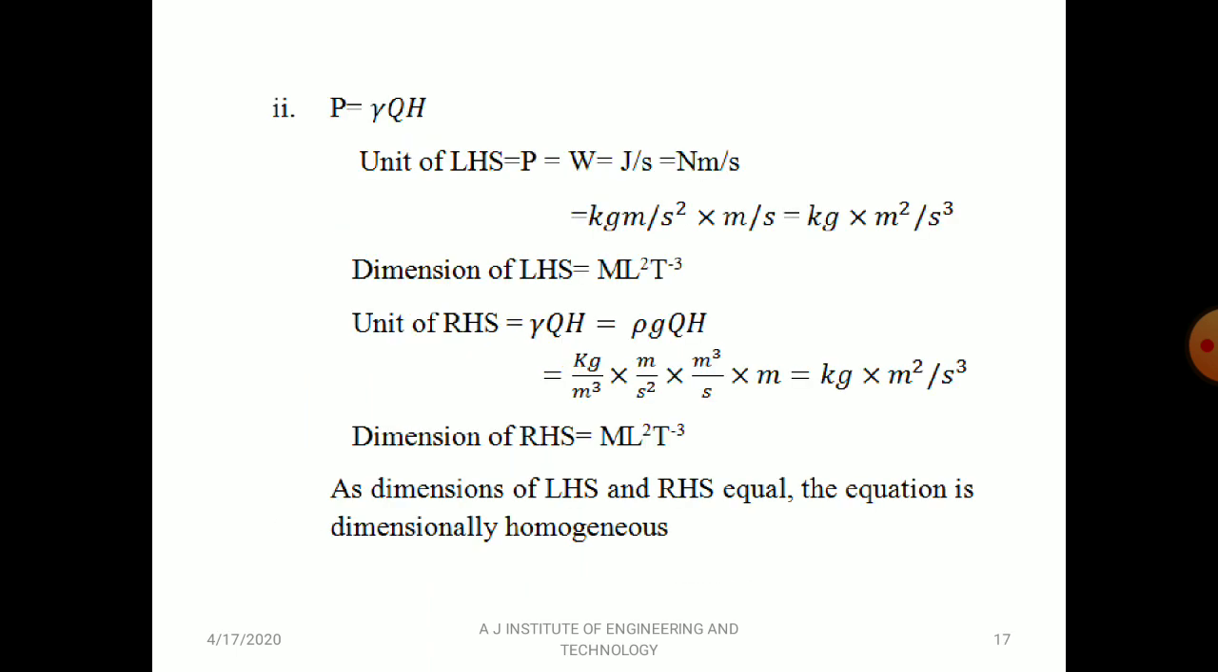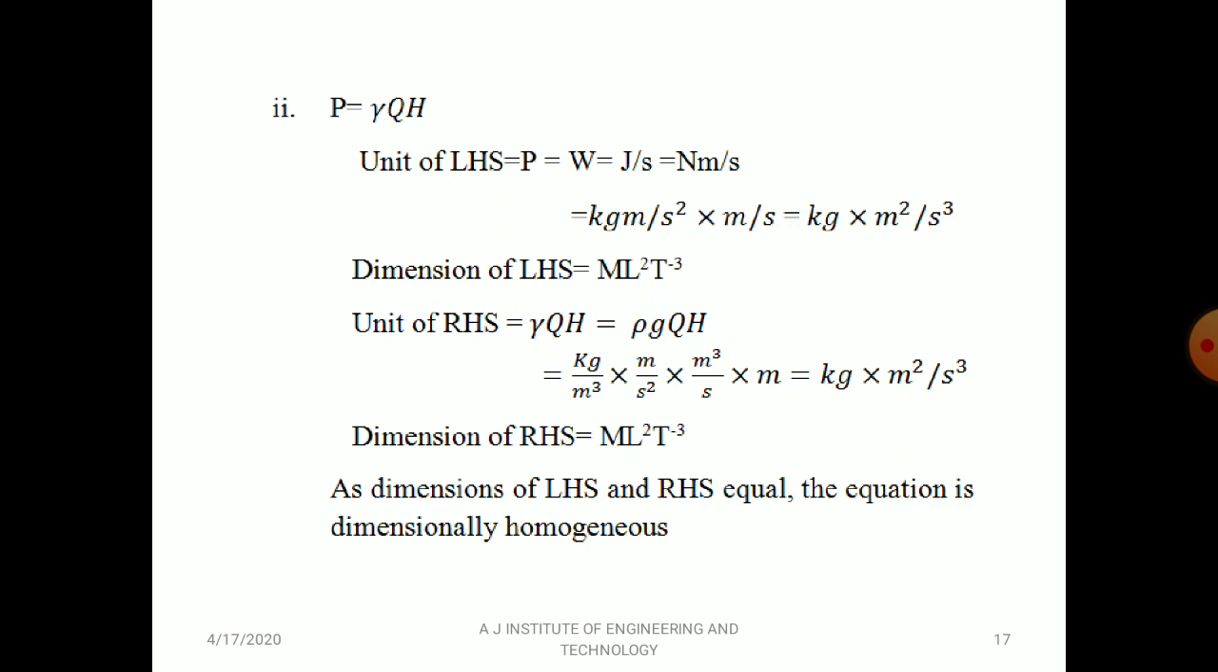So the next expression is for power, gamma into QH. Gamma is the specific weight, or w, given by rho g. So rho g into QH. Let's first calculate the unit of power. The unit of LHS, P, is watt, which is joule per second or Newton meter per second. The alternate unit of Newton is kg meter per second square, from Newton's second law, into meter divided by second. So the overall unit for power becomes kg meter square per second cube. So the dimension of LHS is M L square T to the power minus 3.